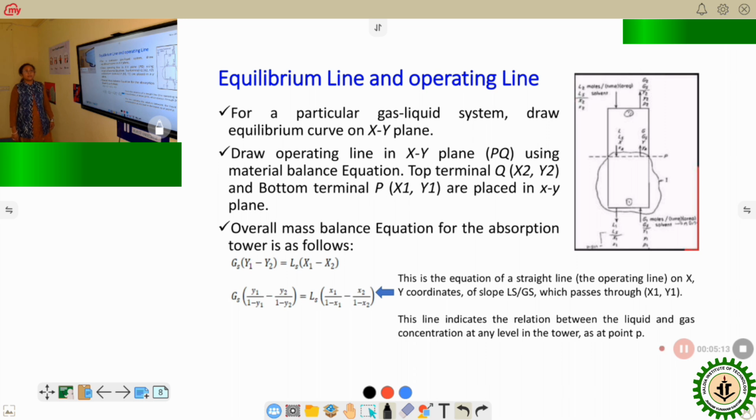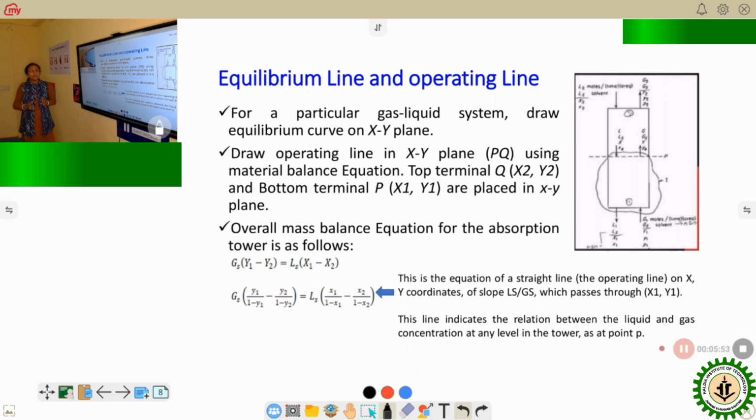the operating line represent the two terminal conditions of the gas and liquid flow rate, which are represented by x1 y1 and x2 y2, where x1 is the liquid solute concentration at the outlet of the liquid, y1 represents the solute concentration at the inlet of the gas, and x2 y2 represent the top concentration of solute in gas phase and liquid phase. So x2 represents the inlet concentration of solute in the liquid phase, and y2 represents the outlet concentration of solute in the gas phase.